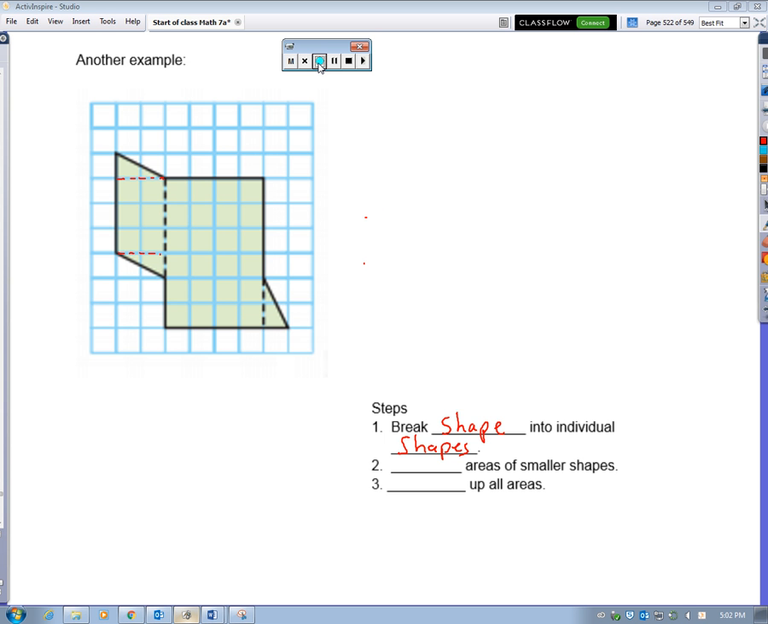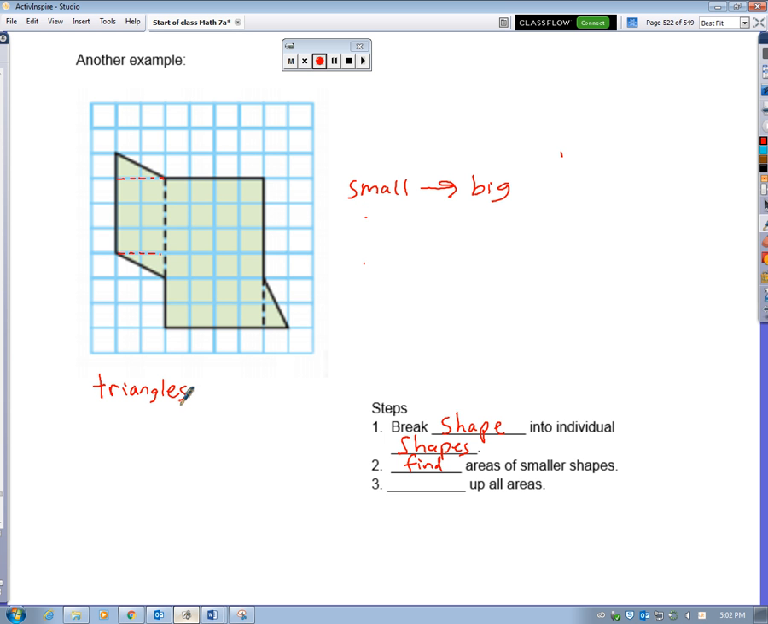So now we're going to move on to step number 2. We are going to find the areas of the smaller shapes. Again, staying organized, I'm going to list this out from the small shapes to the big shapes to keep it organized. So my smallest shape on here is the triangles. I have 3 triangles. They are all exactly the same size, so I don't need to write triangle number 1, triangle number 2, triangle number 3, because I know they're all the same. So I'm just going to write triangles.